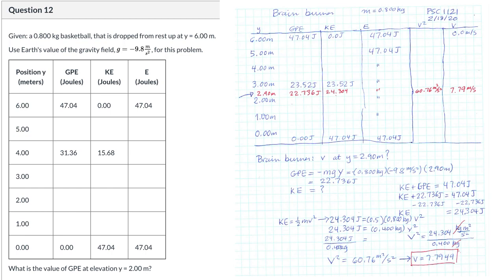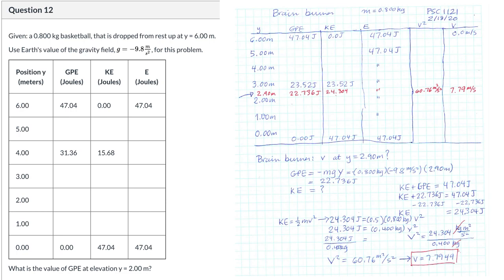All right, first thing to do, GPE. That's equal to minus mgy, and we're just looking at the position y. So we're not really thinking about a delta y right now. So that's equal to minus 0.800 kilograms times negative 9.8 meters per second squared, and then my altitude, y equals 2.90 meters.